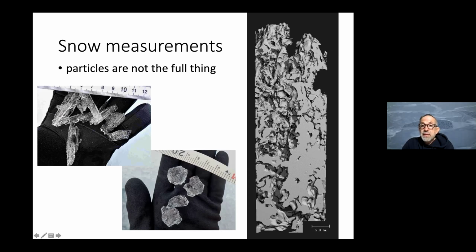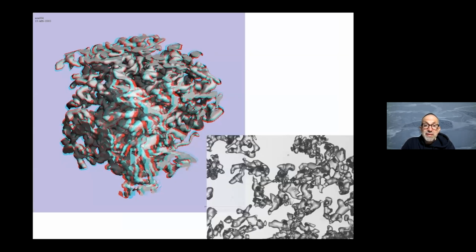So what's important for the physics, how light is reflected, is the image of this three-dimensional structure and not the single particles. So we really have a challenge in snow measurements. And the question is, can we identify and measure precise properties when we have this picture? Here it's again a rounded snow.